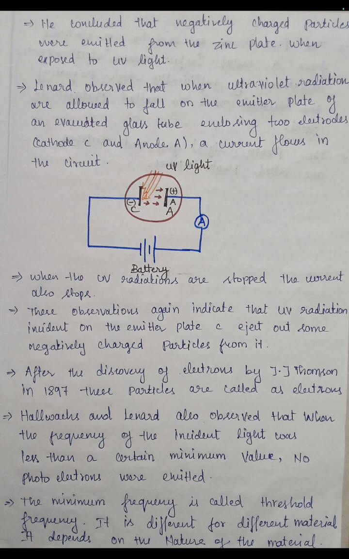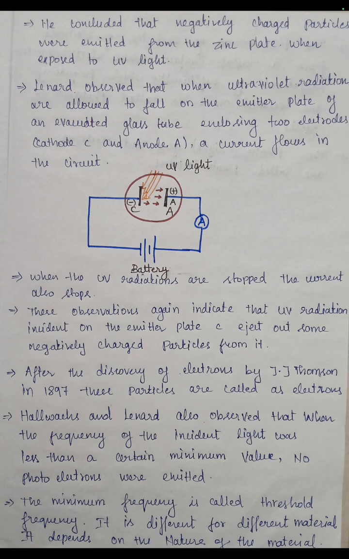That is why the zinc plate becomes positively charged. When a body loses electrons, it becomes positively charged. So this is the reason why the zinc plate becomes positively charged after falling of the UV light. And Lenard also observed that when the UV light falls on the electrodes, the current flows in the circuit. For that, he arranged the two electrodes in an evacuated glass tube.